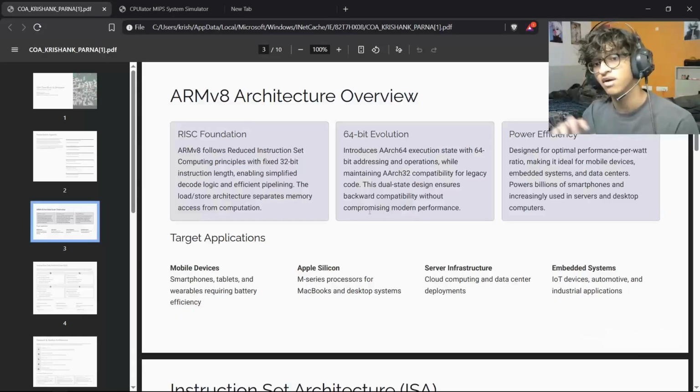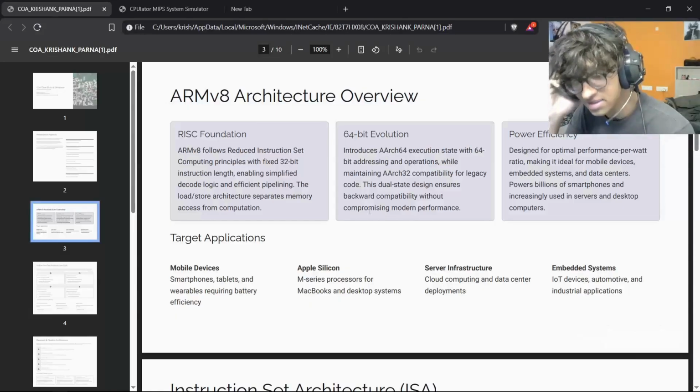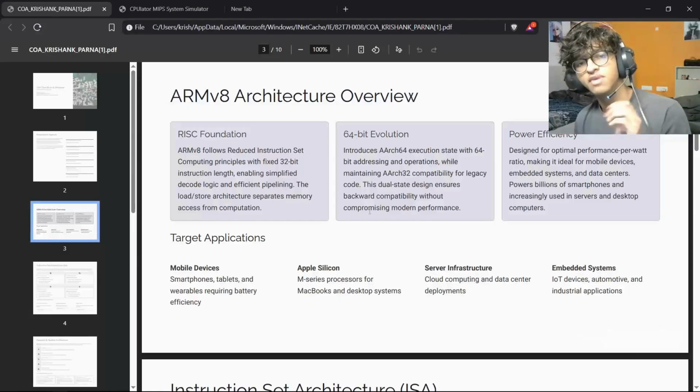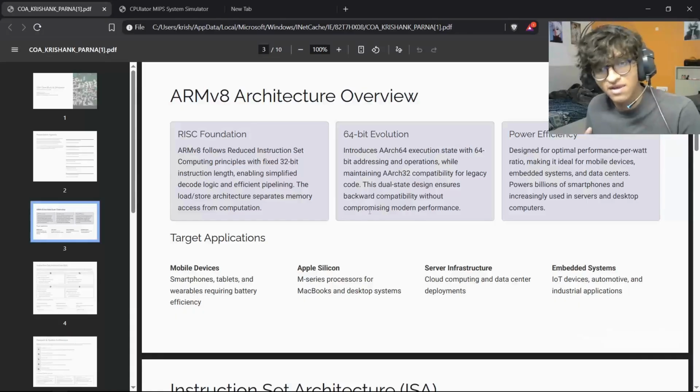When talking about power efficiency, it is designed for optimal performance per watt ratio, making it ideal for mobile devices, embedded systems, and data centers. It powers billions of smartphones and is increasingly used in servers and laptops. The main applications of this processor are mobile devices, Apple Silicon, server infrastructure, and embedded systems.